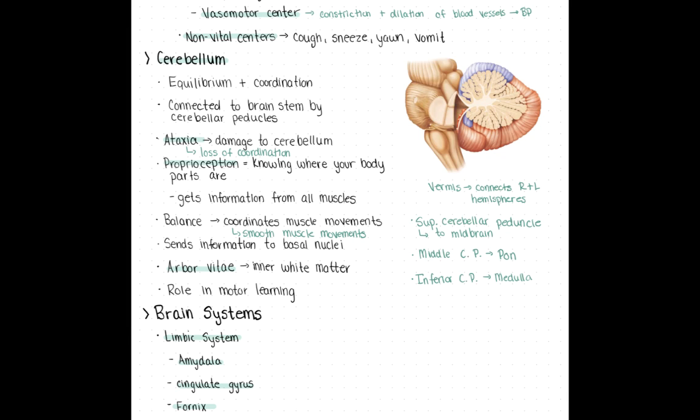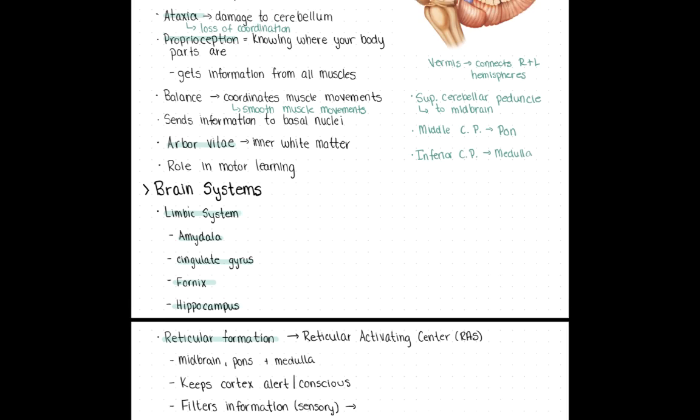Good. And so our final topic before we talk about the cranial nerves is we're just going to mention a couple of brain systems. These are just systems that pull together different regions of the brain that all work together for a certain function. There are two of those we're going to talk about. The first one is the limbic system.